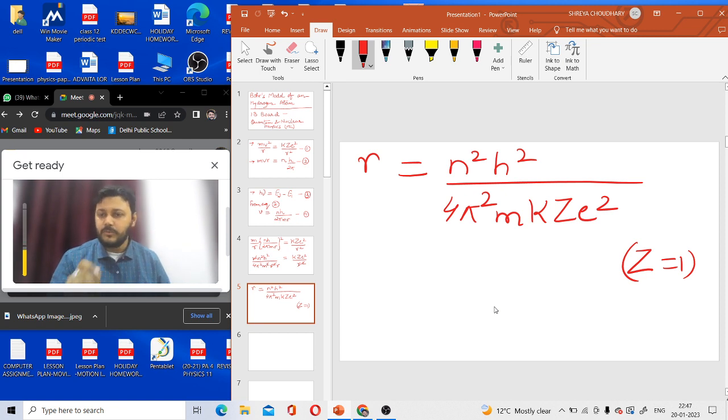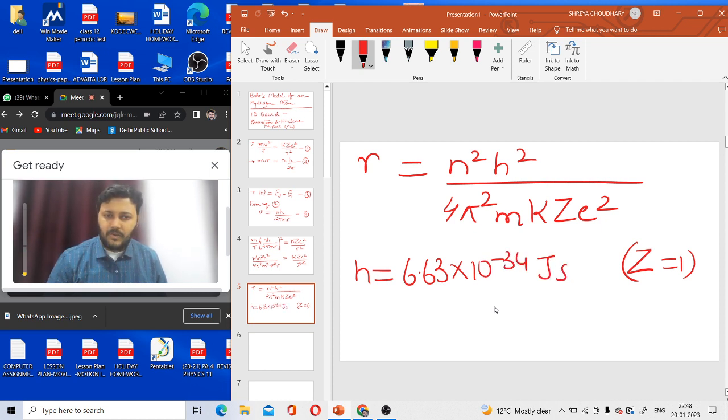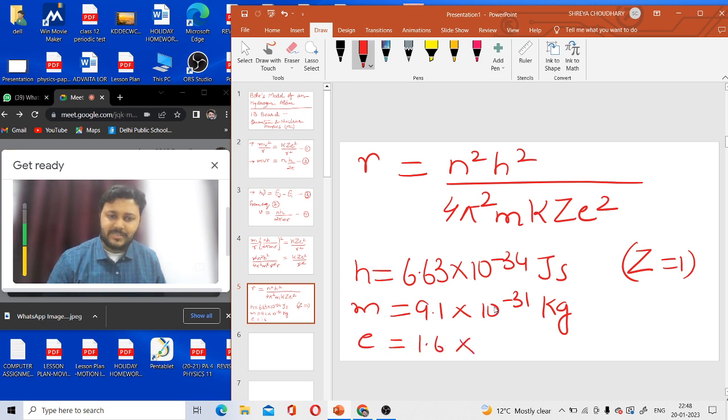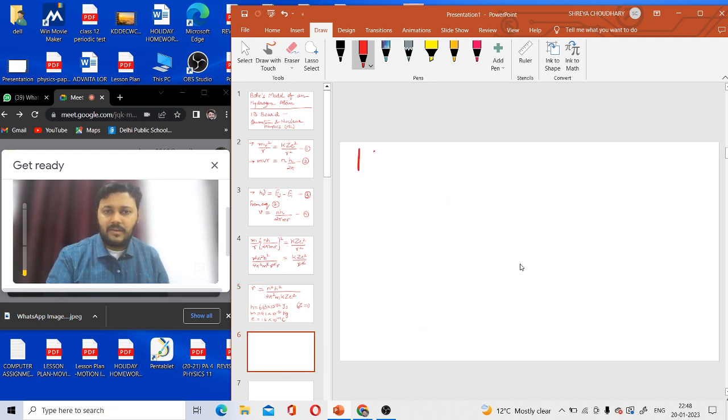In a similar way, we know the values of the others as well. h is the Planck constant, the value of which is 6.63 into 10 to the power minus 34 joule second. 4 pi square is a constant value that we know very well. Mass of electron is 9.1 into 10 to the power minus 31 kg, e is the charge of electron, 1.6 into 10 to the power minus 19 coulomb, and the value of k is 9 into 10 to the power 9.